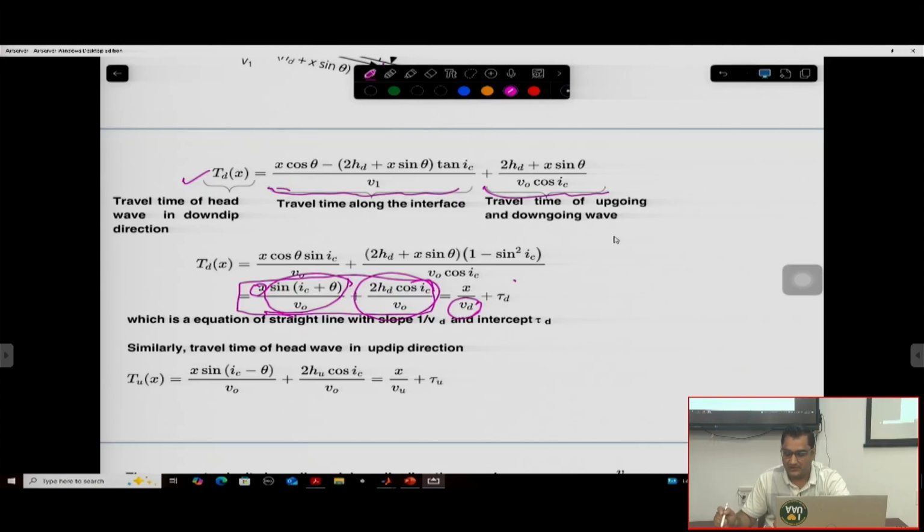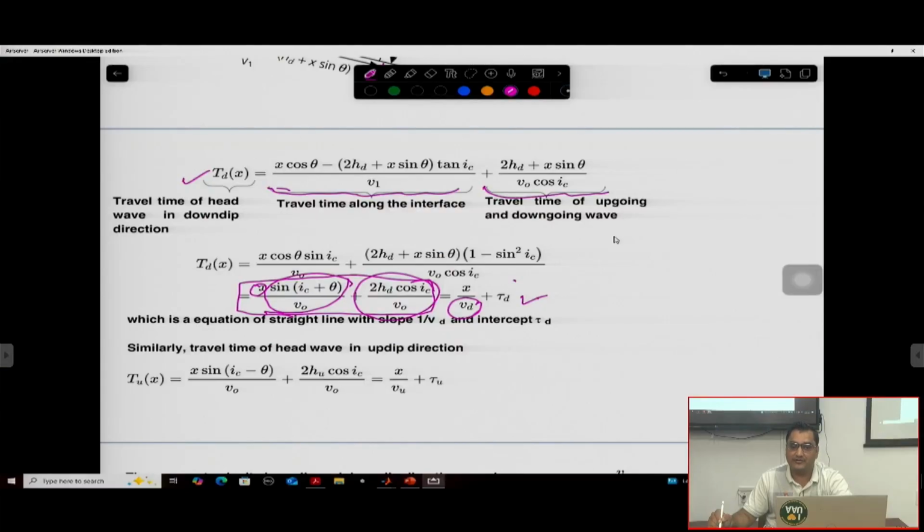Okay, so which is the equation of the straight line? This is the equation of a straight line. This is again a straight line, the head wave, as in the previous case also, but here the velocity, or the slope, will be different.